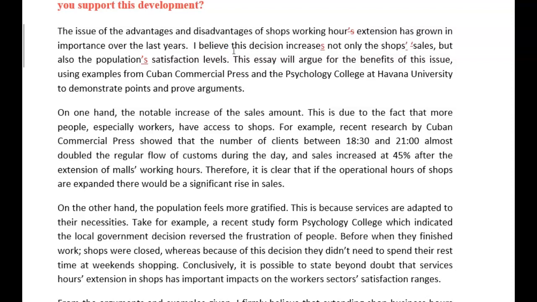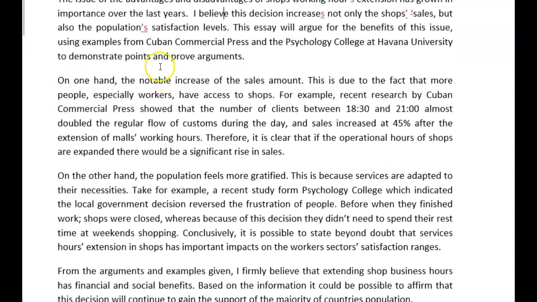I believe this decision is nothing but positive, let's say, because it would increase not only the shop sales, but also the population satisfaction levels. On one hand, the notable increase of the sales amount. This is not a sentence, Liz. You see, you say the notable increase, which is a noun, of the sales amount. There is no verb. You can say, on the one hand, what would happen after an increase like that would be a notable increase of the sales amount.